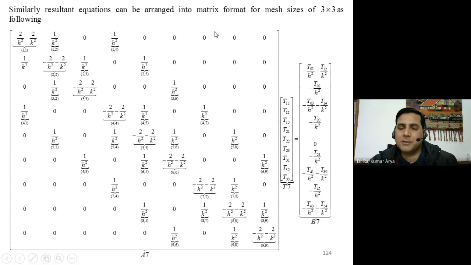Whatever coefficient was not present, those are 0 only. And these are my unknown temperatures: T11, T12, T13, T21, then again T22, T23, T31, T32, and T33. Fine. So this is how I have arranged these equations.